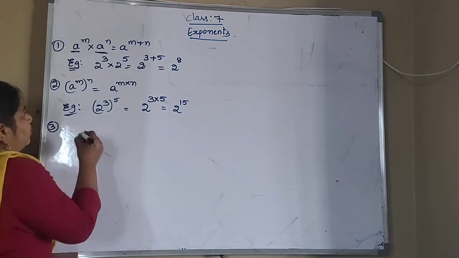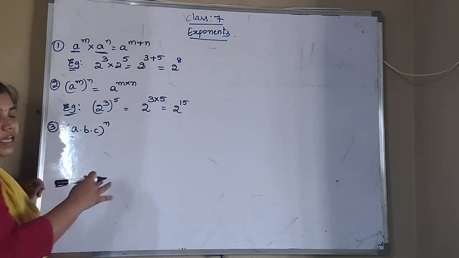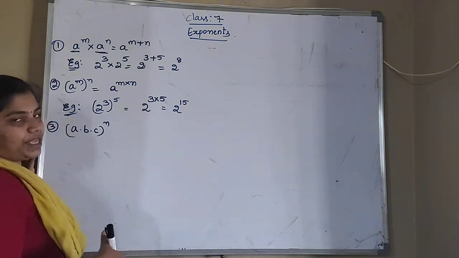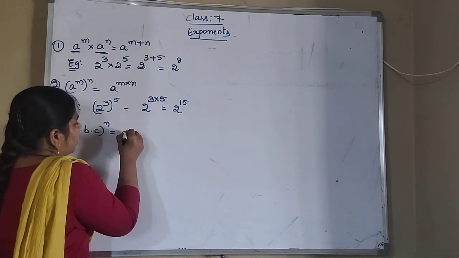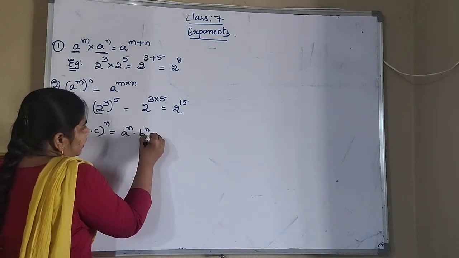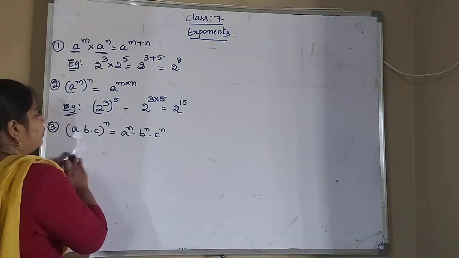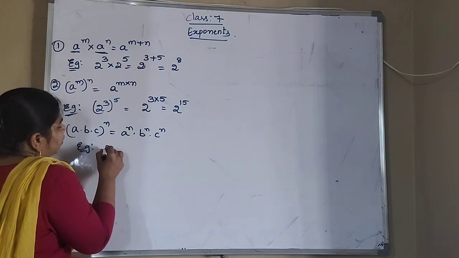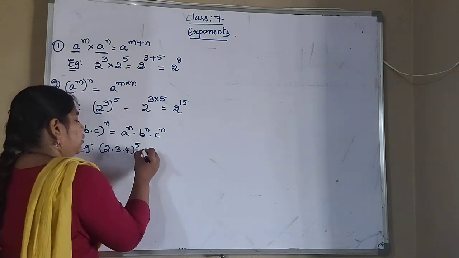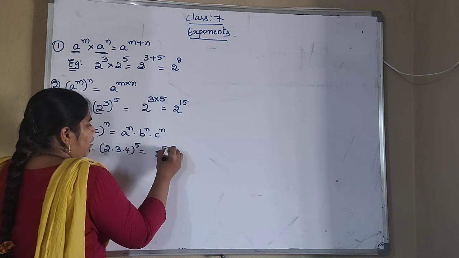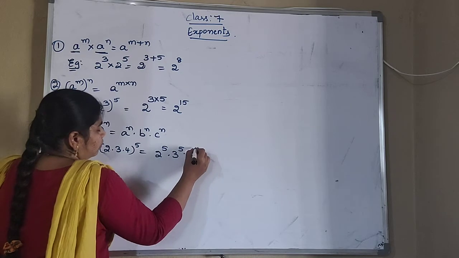Next, the third formula. What is the third formula? That is a, b, c whole power n. Not only till c, you can extend the numbers also. It can be 4, it can be 5, or it can be 6. So a, b, c whole power n can be written in the form of a power n into b power n into c power n. So individually I have taken the powers. In the same way, for example, 2 into 3 into 4 whole power 5 can be written as 2 power 5 into 3 power 5 into 4 power 5.